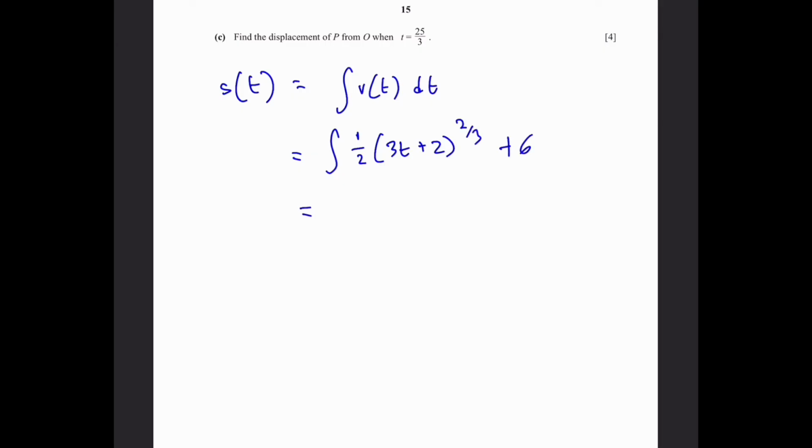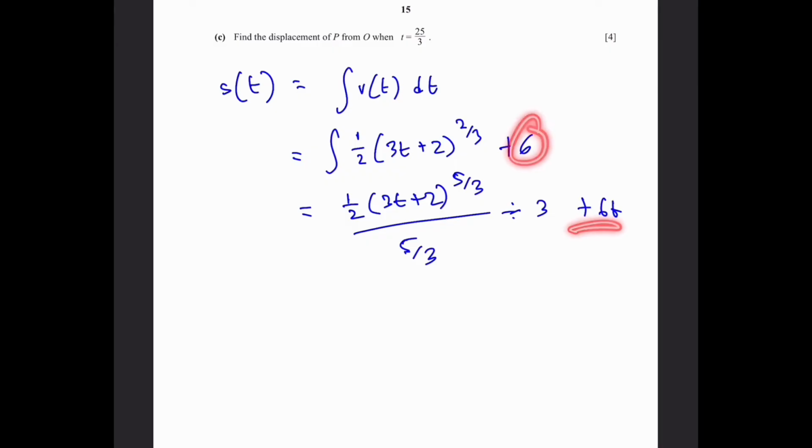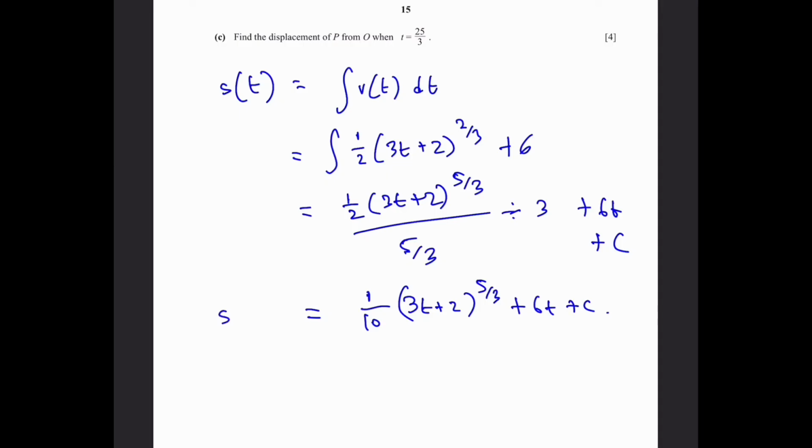And now this is going to be equal to, using the same rule we just did previously, half times (3t + 2) to the power of 5/3 divided by 5/3 and divided, of course, by 3 once again. And of course, we have to add 6t because the integral of 6 is just 6t. And then a constant c as well. So that's going to be equal to, when the dust clears, 1/10 times (3t + 2) to the power of 5/3 plus 6t plus c. Now this is s of t.